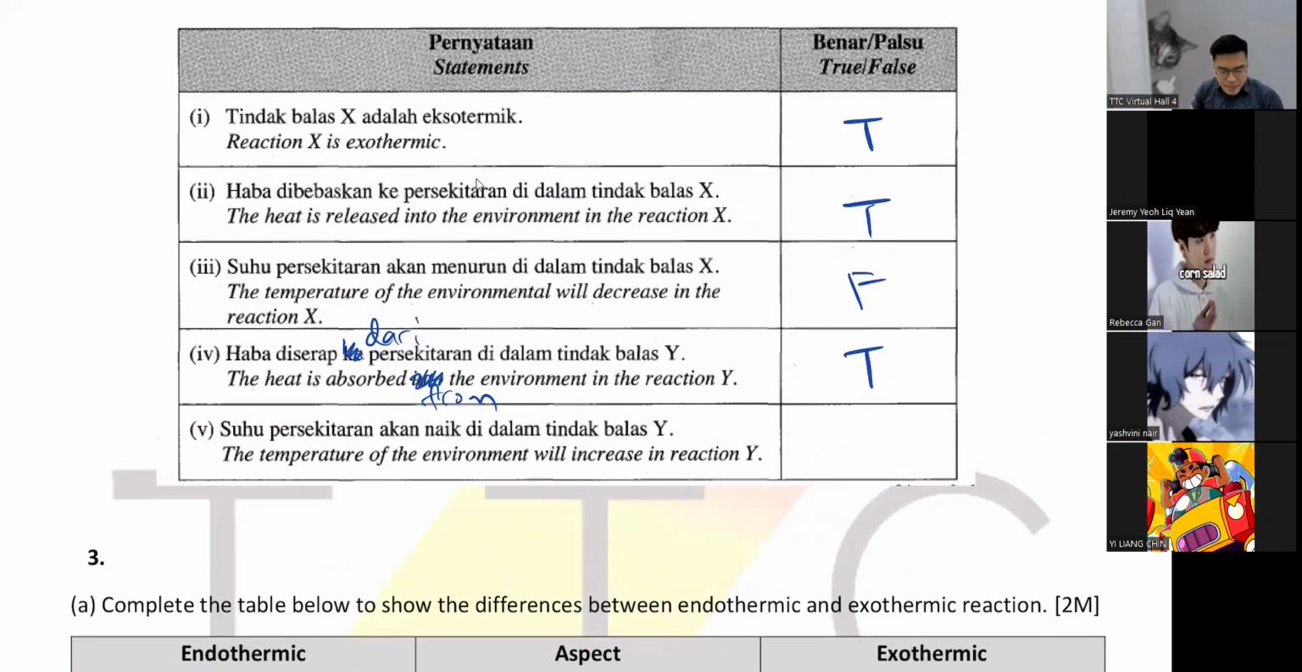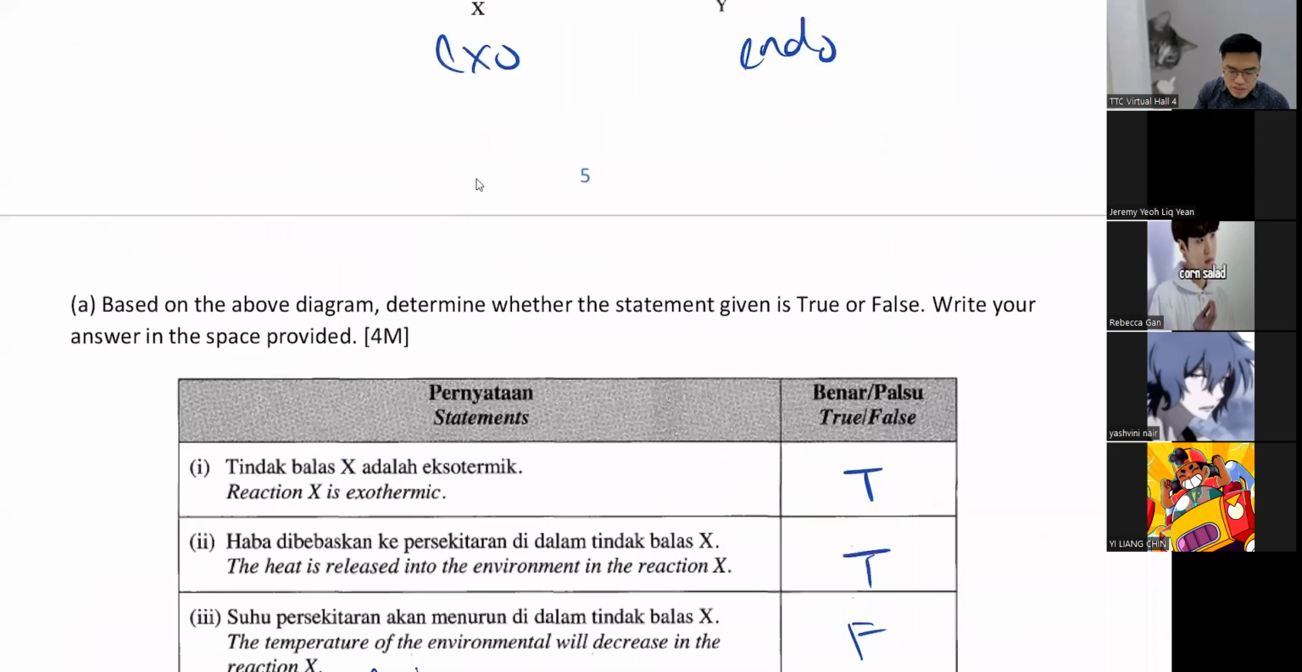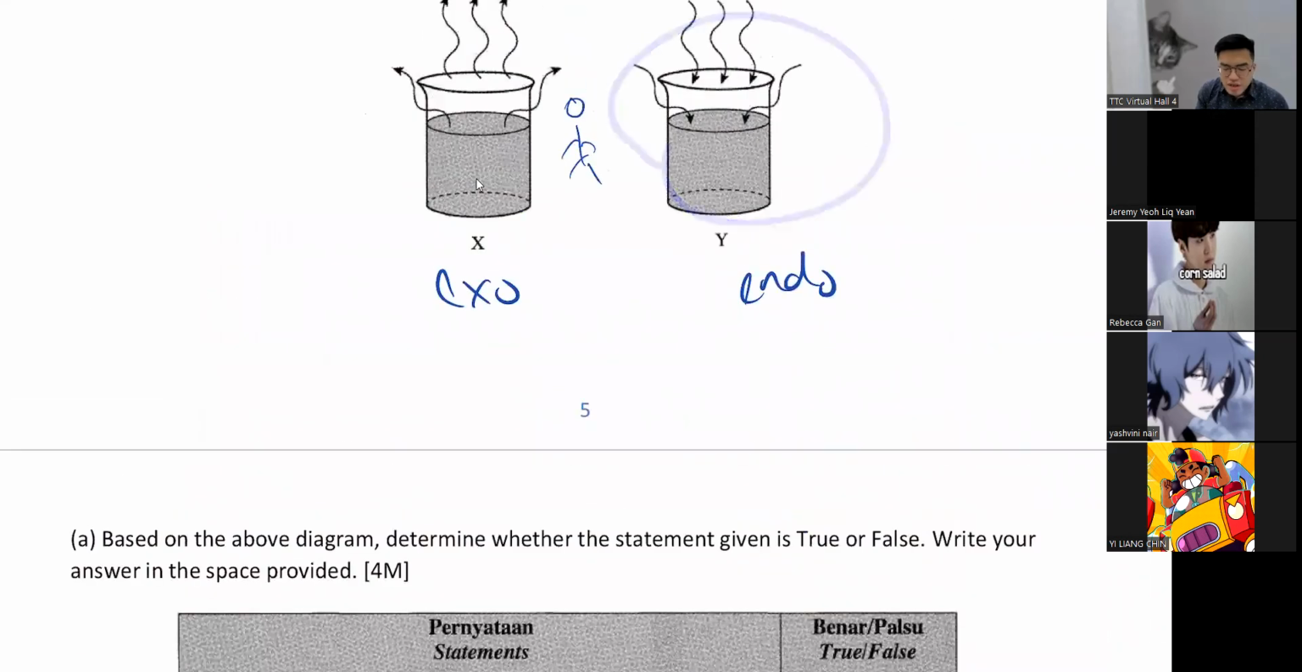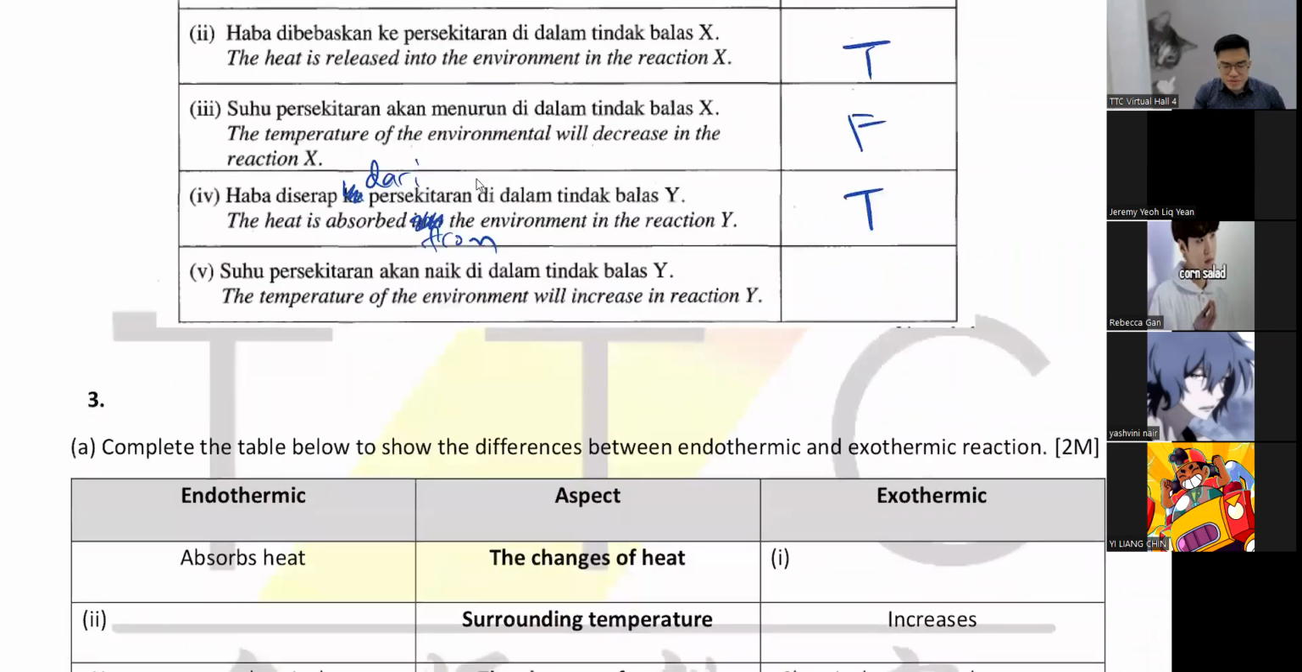Right, last one. The temperature of the environment will increase in reaction Y. So the surrounding becomes hot? Of course not. You put a big cup of cold water beside you. Of course, you will feel cold. So this is false.